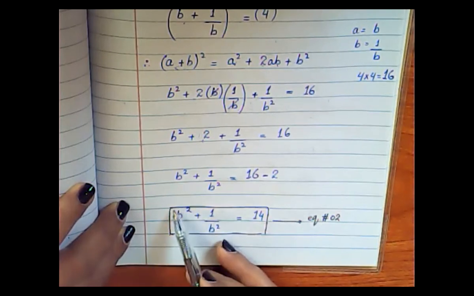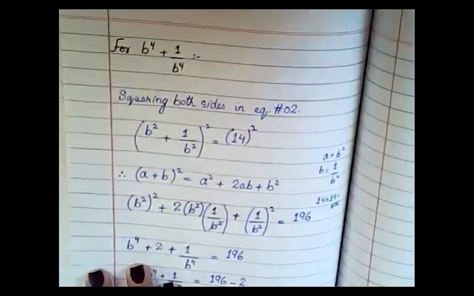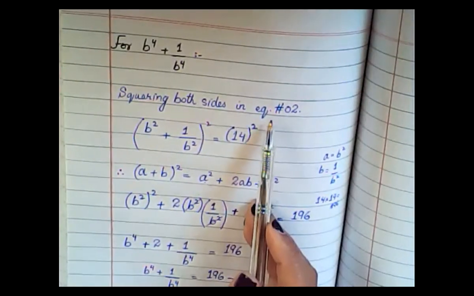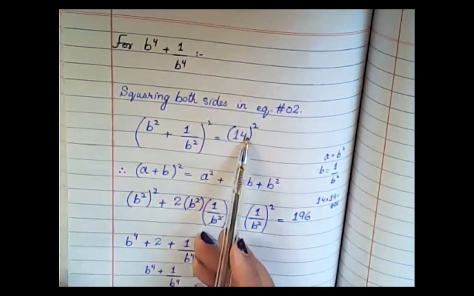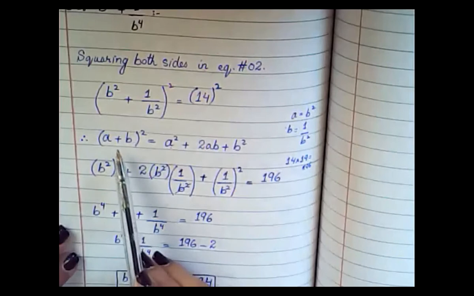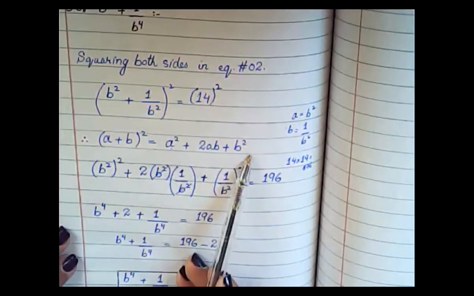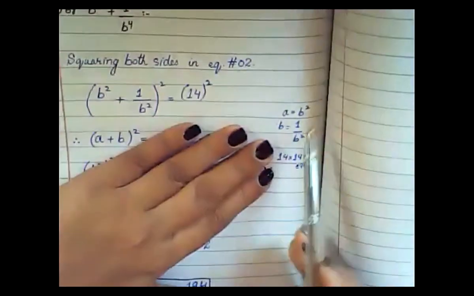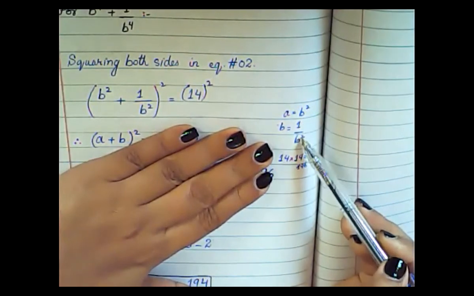So for this you will take the square of this equation number 2. Now what you will write here, for b4 you will take the squaring on both sides in equation number 2. Here you have b square plus 1 upon b square whole square is equals to 14 square. Now again you will apply the formula a plus b whole square is equals to a square plus 2ab plus b square. Now what is a and b? You have to decide term a and term b. So term a here is b square and term b is 1 upon b square.